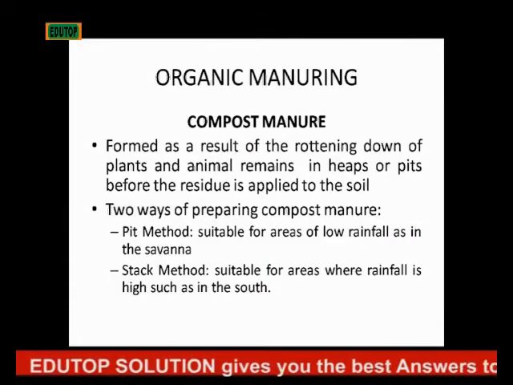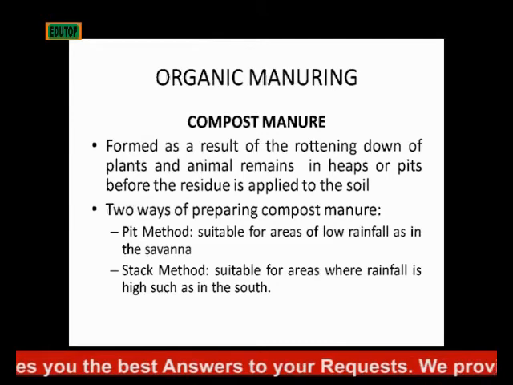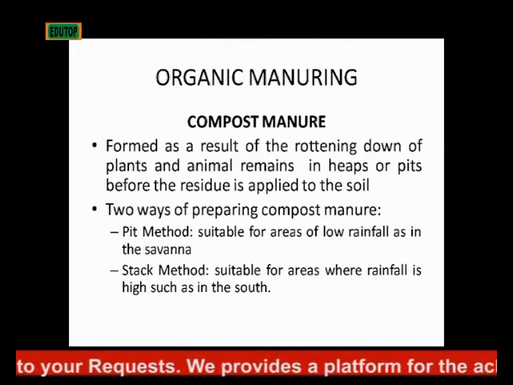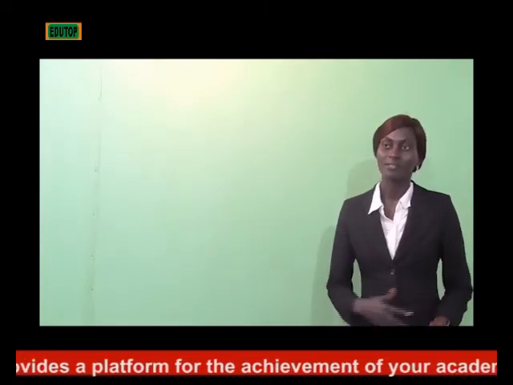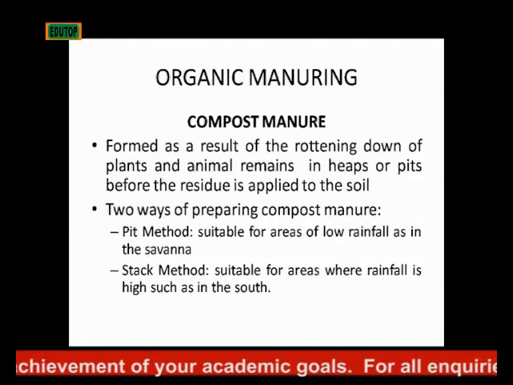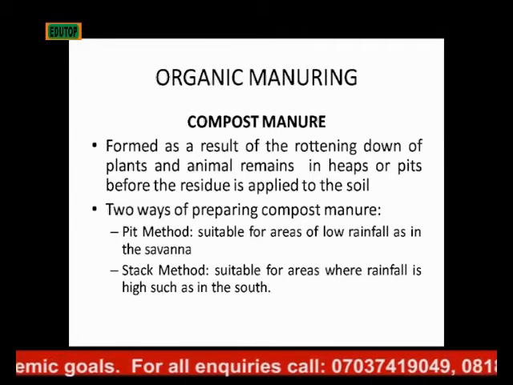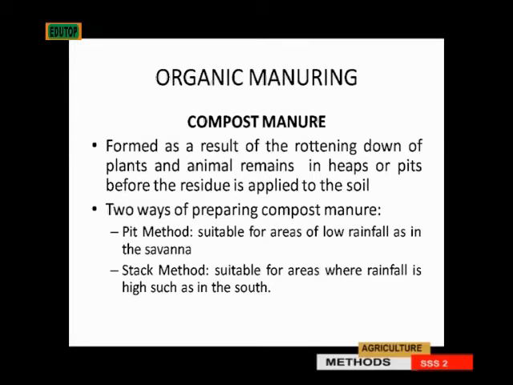The third type of manure is the compost manure, and it is formed as a result of rotting down of plant and animal remains in heaps or pits before the residue is applied to the soil. Now you bring plant and animal remains into pits, you cover it. So when it has decomposed, then you bring it to apply to your soil. Two ways you can prepare compost manure: the pit method and the stack method. The pit method is suitable for areas of low rainfall, such as what we have in the savannah, while the stack method is suitable for areas where rainfall is high, such as what we have in the south.